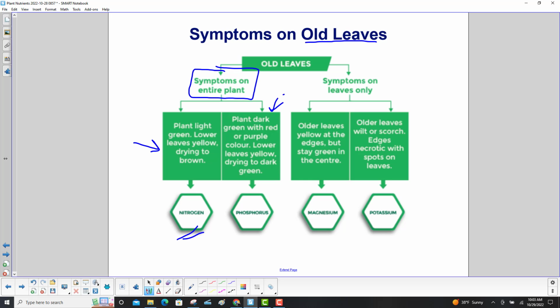If the plant is dark green with red or purple color, with the lower leaves yellow, drying to a dark green, phosphorus deficiency. Now, on the old leaves, if the symptoms are just on the leaves, and the older leaves are yellow at the edges but stay green in the center, you don't have enough magnesium. And finally, the older leaves will wilt or scorch. The edges are necrotic with spots on leaves. You don't have enough potassium.